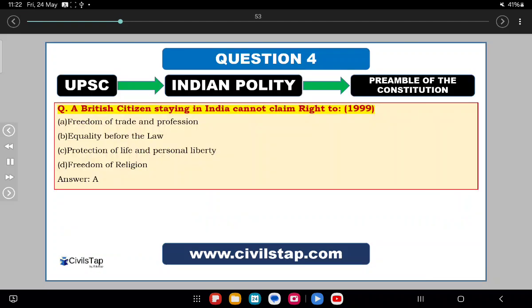5. Q. A British citizen staying in India cannot claim right to: A. Freedom of trade and profession. B. Equality before the law. C. Protection of life and personal liberty. D. Freedom of religion. Answer: A. Question 4. UPSC Indian Polity of the Constitution.